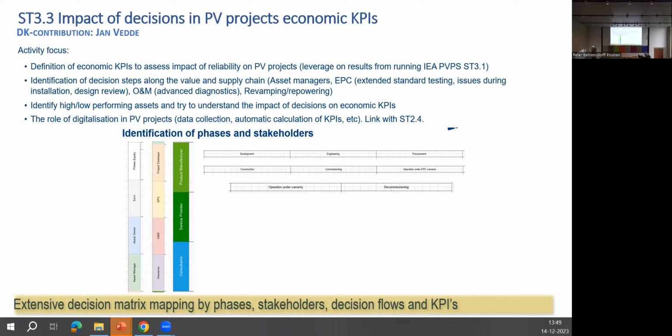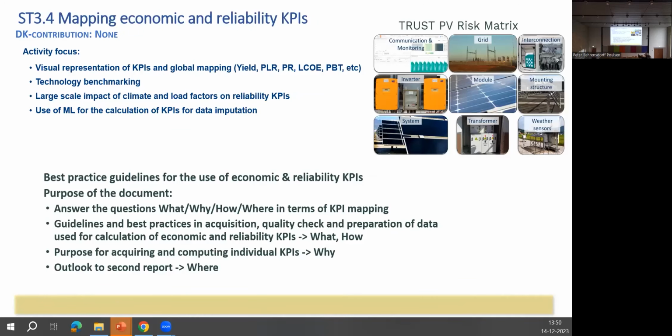But the stakeholders might be quite different, whether it's a bank or neighbor and so on. So map all the activities and interactions between stakeholders in these different phases, and try to provide a KPI or some concepts about this. I think it might be, there was one more, mapping of economic and reliability KPIs. So also something about mapping of KPIs from various project phases.